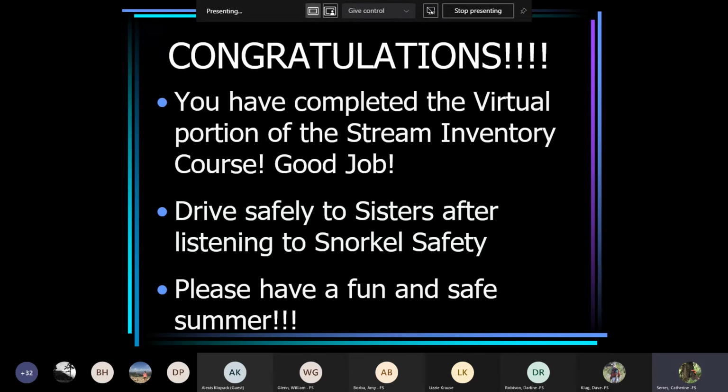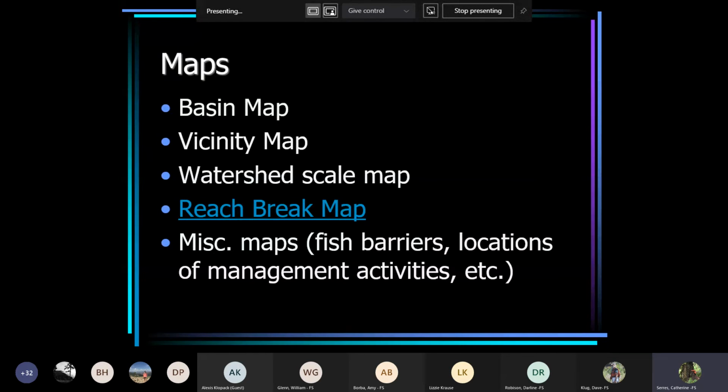And then we're going to take a quick break, and then we're going to cover some snorkel safety stuff with Bruce, and then I'm going to do some closeout, and we will hopefully be able to get on the road and get you guys down to Sisters, and we can actually see each other face to face. So let's take a break.